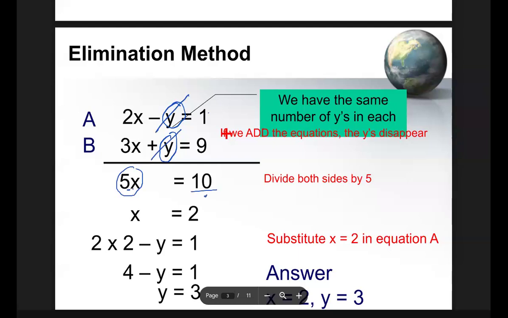What can you multiply by 5 to get to 10? The best thing is to divide both sides by 5. 10 divided by 5 is 2. So the answer is x equals 2. That's the first one. Can you see? X equals 2. So easy. But that is not the end of everything. You still have to look for the other one, Y. How can you find Y?